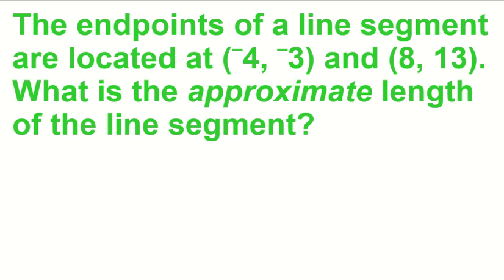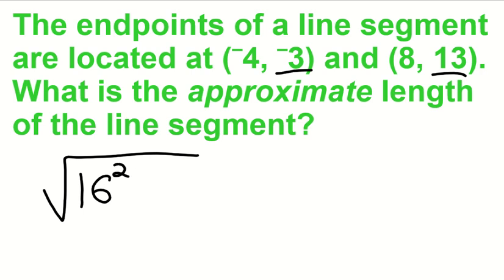Whenever you're looking for distance on stuff with ordered pairs or coordinates, that's Pythagorean theorem. When you're doing Pythagorean theorem, we're taking the square root, trying to find hypotenuse. We use the change in y and the change in x as our legs. So the change in y from negative 3 to positive 13, that's the distance. So I got 16 squared. When we find hypotenuse, we're adding.